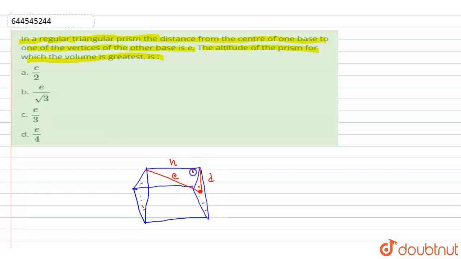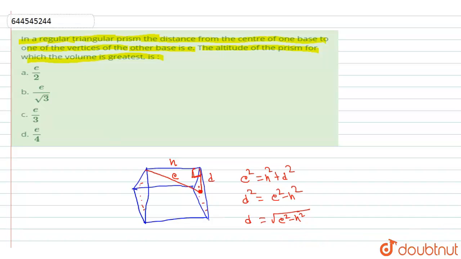Now this is the 90 degree, we can see that. So we can find d from here: E square is equal to h square plus d square. So d square is equal to E square minus h square. So from here we can write d is equal to root under E square minus h square. Clear?